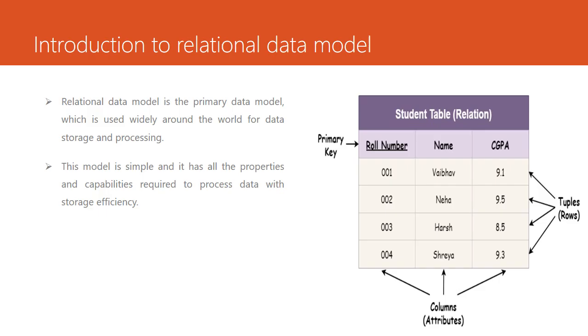A tuple is a single row of the table and consists of a single record of the relation. The data type describes the types of values that can appear in each column, which is the domain. Consider the relation Student with attributes roll number, name and CGPA in the table of student.